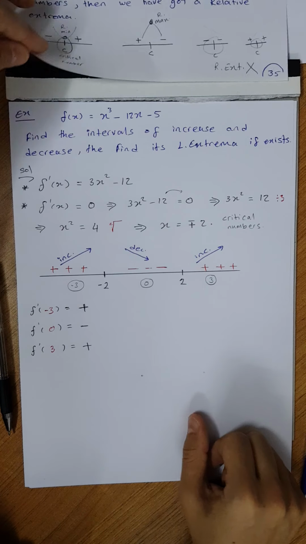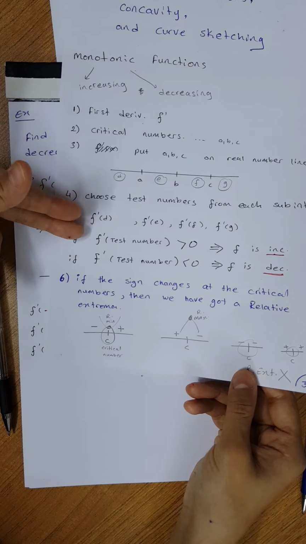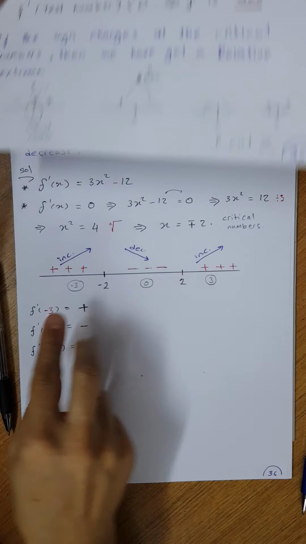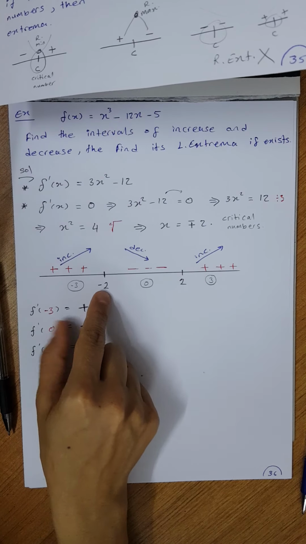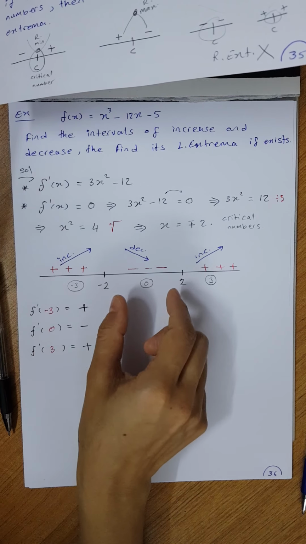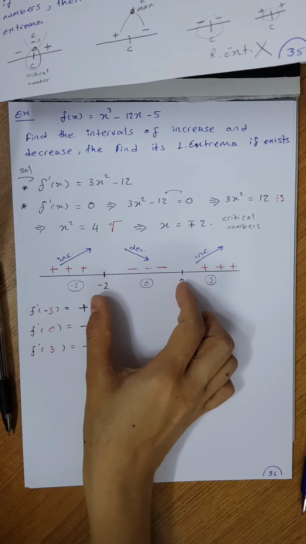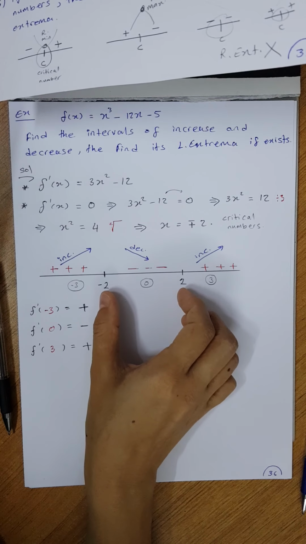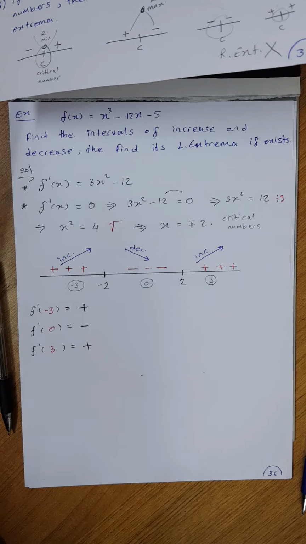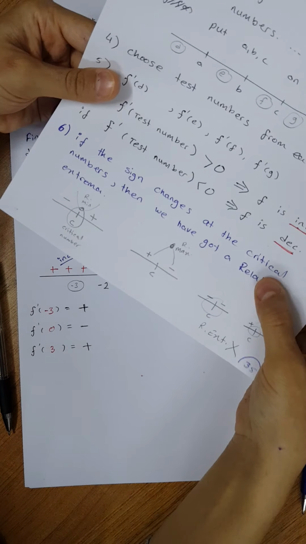Now what do I have? Look, we found all that stuff. We found the intervals of increase and decrease. So from negative infinity to negative 2, the function, when I sketch the graph of it, will be increasing. And when I look at the graph of the function, it will decrease from negative 2 to 2. And of course, it will increase again from 2 to infinity. Now, what is left to find?